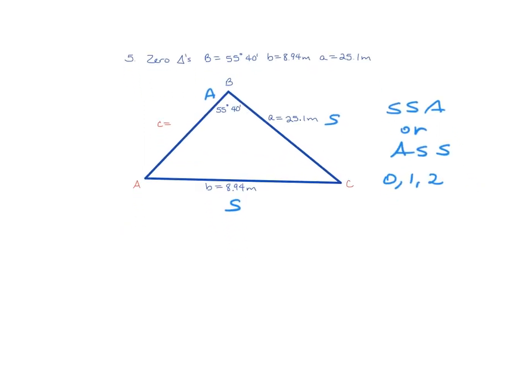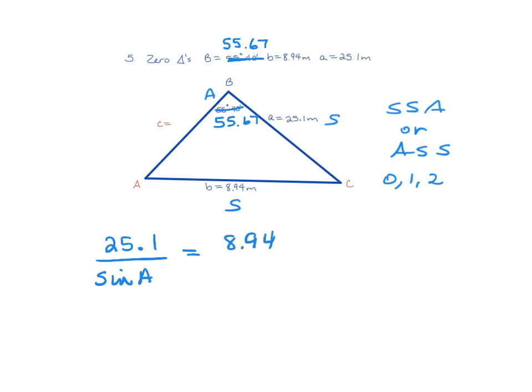So the first thing I'm going to do is take my 25.1 over my angle, which will be sine of A, and I'm going to change these minutes into the decimal degree for you. So I'm going to actually change the problem, and it's going to be 55.67. So angle B is 55.67. So that's what I'm using, 8.94 over the sine of 55.67. Now, if you're given a problem where you're given degrees and minutes, you will have to convert those by dividing it by 60 and making it a decimal degree.